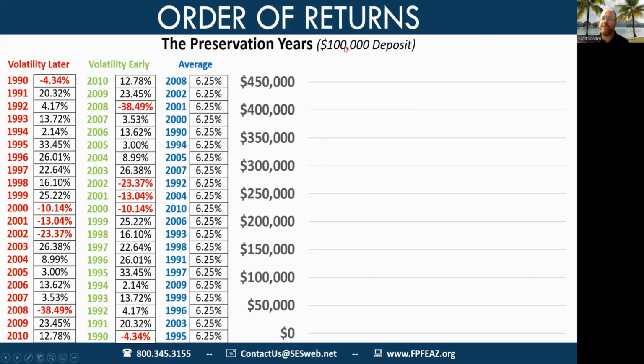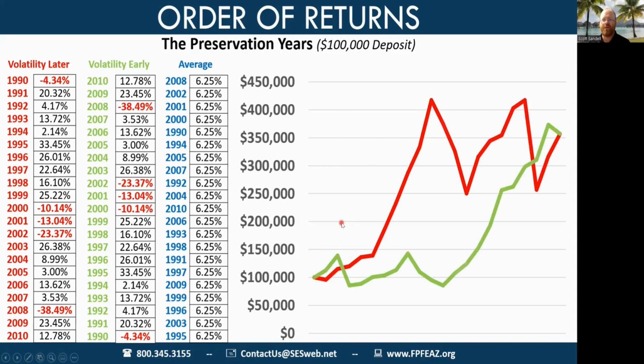Okay. So again, we're not putting money in. We're not taking money out. It's a one-time deposit. We're going to earn. We want to know which one makes the most. And the answer is all 3 are exactly the same. The order of returns doesn't matter.